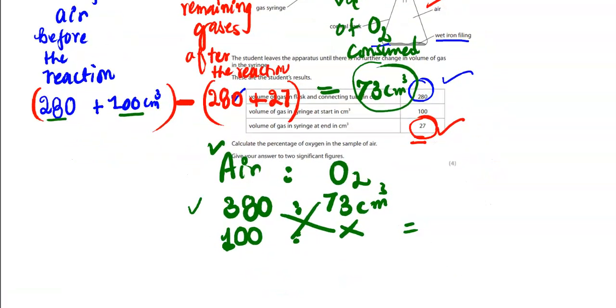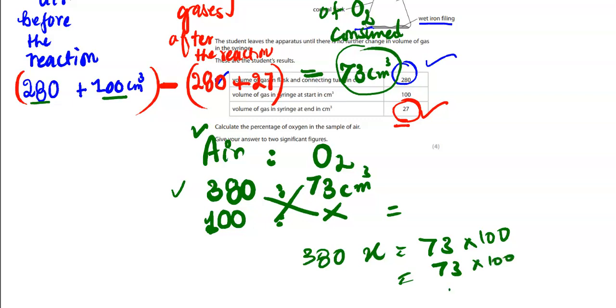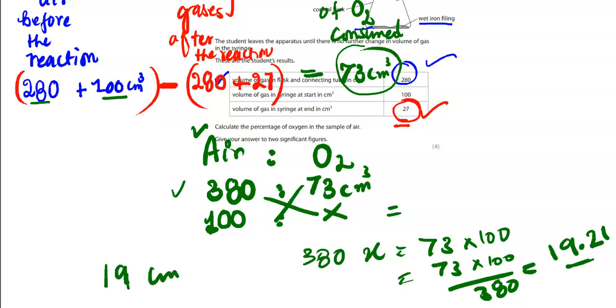I hope you know very well how we solve it. We write here 380 x equals 73 into 100, so x is 73 into 100 divided by 380, and they are asking that you write your answer to two significant figures. So you get the answer 19.21, but they are asking for two significant figures. So you get the answer 19. I hope you are clear about it.